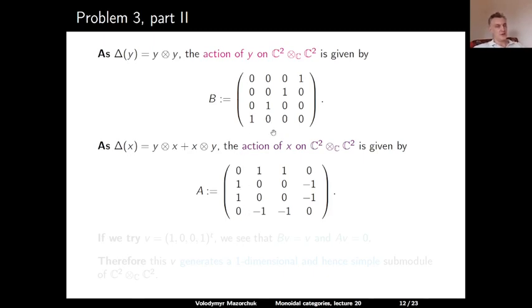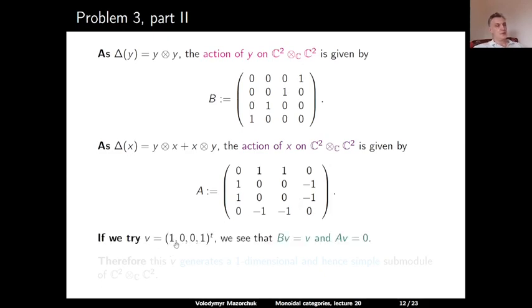Next, if you look at v12, then y tensor x will send it to minus v22. So y will move e1 to e2, but x applied to e2 is minus e2. So this gives us this minus sign. At the same time, x tensor y will send v12 to v11. So we'll have here 1 without the minus. And then we similarly obtain that the third column is the same as the second column in this matrix, and the last column is minus the first column. So the action of our algebra on this tensor product is given by these two matrices.